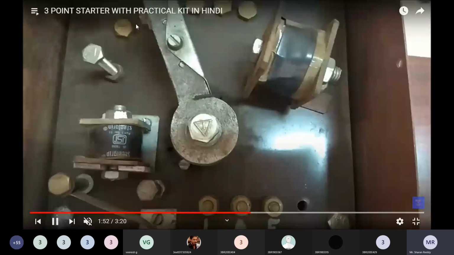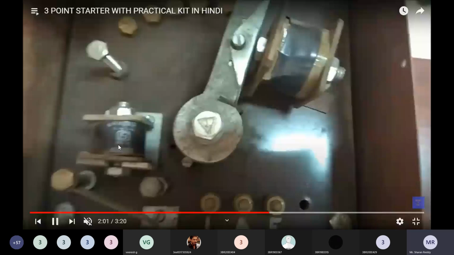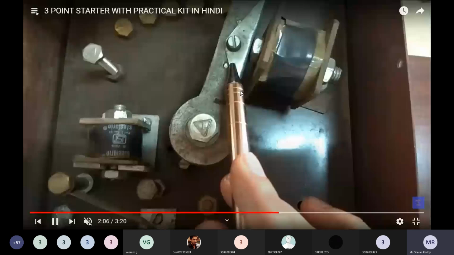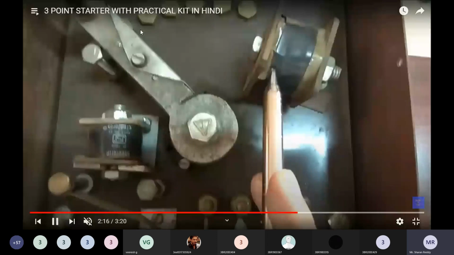This is called a hold-on coil, which holds the electromagnet. It is one electromagnet, and that is another electromagnet. Two electromagnets are there. It holds the handle, see, it is holding it with the electromagnet. A soft iron piece is held by this magnet. There are internal connections. These are the copper studs. When it gets demagnetized, suddenly it comes back to the half position.